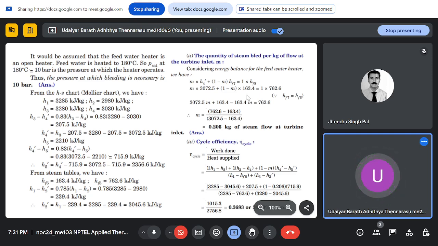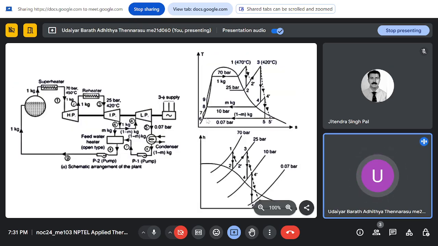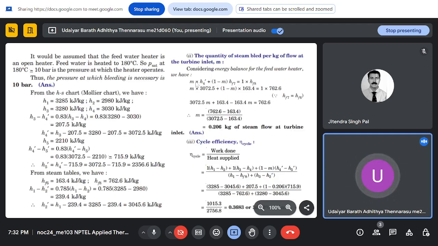We know HF7 we can calculate, which is the saturated liquid at state 6, at 70 kilopascal. From there, using V delta P, we can estimate the enthalpy at state 7, and then the enthalpy at state 8 is known, saturated liquid at 10 bar, and then the inlet enthalpy at state 4 dash we have calculated. So m dot into H4 dash plus 1 minus m into HF7 equals HF8. So this is the energy balance across the feed water heater.